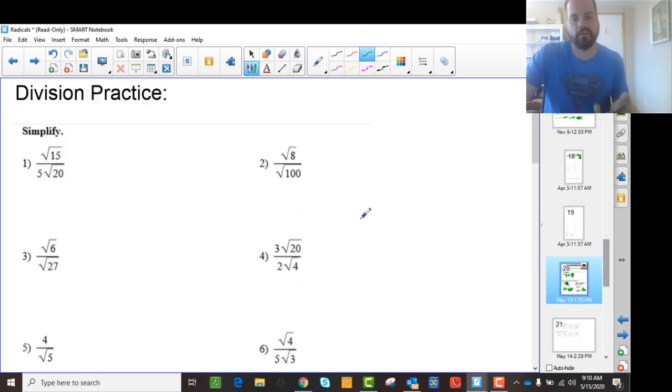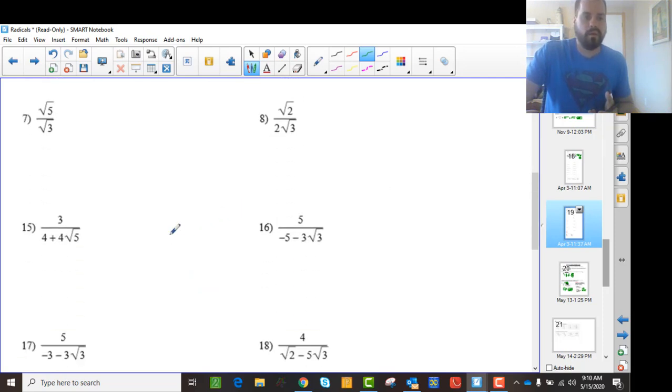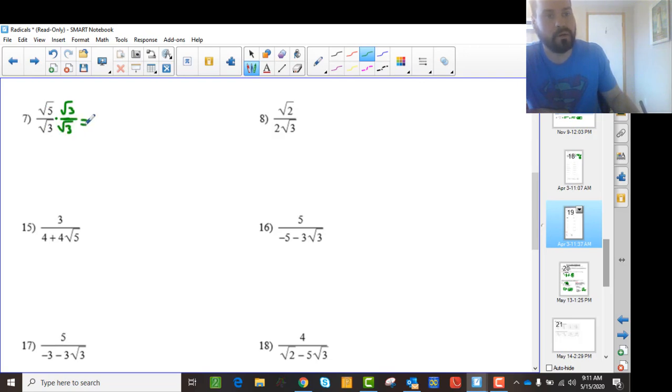So if we jump back here for a second, here's an example where we have root 5 divided by root 3. We say we can't divide that nicely, so we're going to just multiply by root 3 over root 3. So that gives me root 15 divided by 3. Okay? Here, same thing.